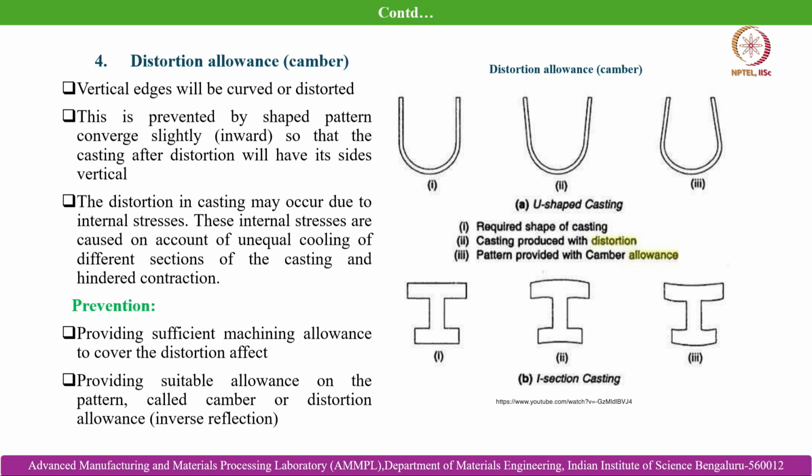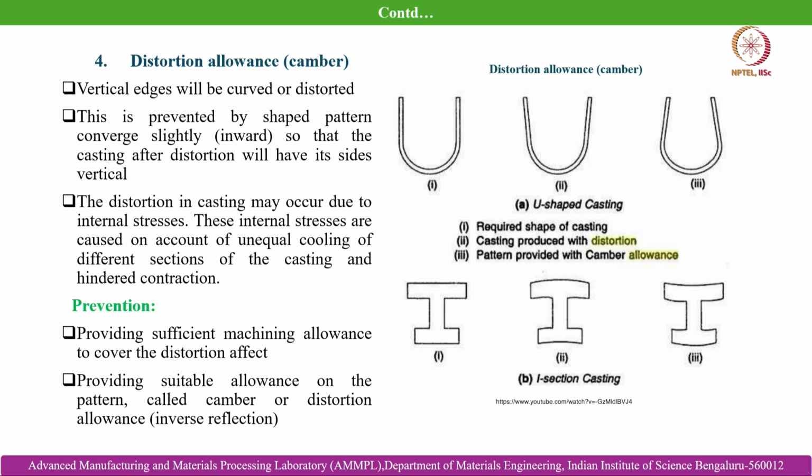So, the distortion in casting may occur due to internal stresses like residual stresses, which I talked about before. These internal stresses are caused on account of unequal cooling due to variable cross sections within the cast object, and this non-uniform cooling causes residual stress generation, which in turn causes distortion of the cast part upon solidification. So, how to prevent it?